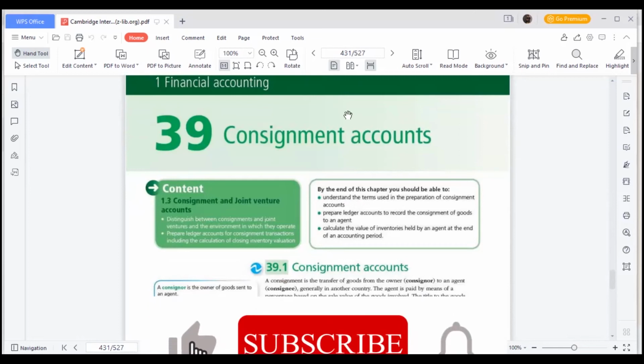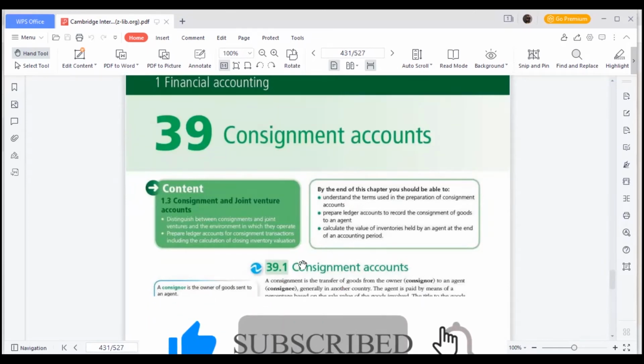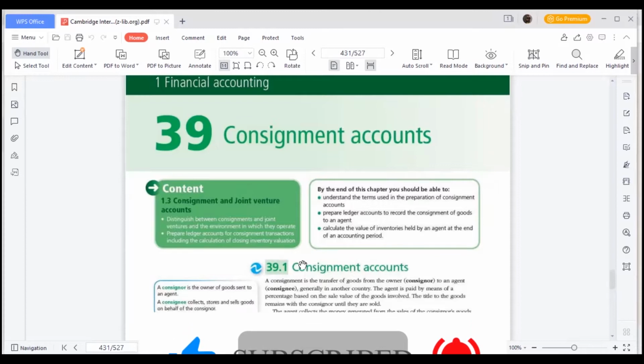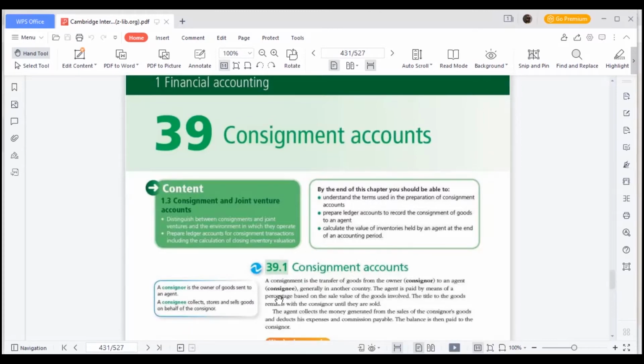Now, consignment accounts means there are two parties involved. The person who is selling the product is known as the consigner, and the person who is obtaining the product to sell is known as the consignee. Which means, in easy terms, I'll show it in whiteboard.